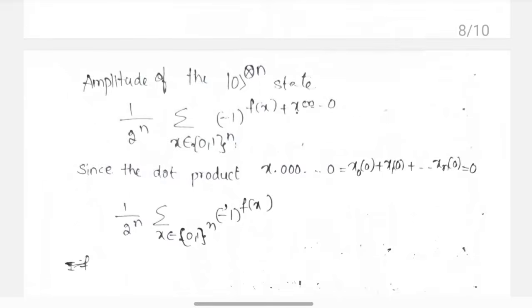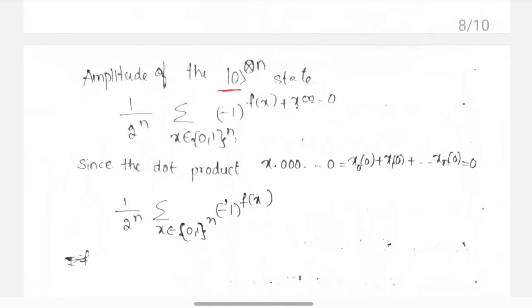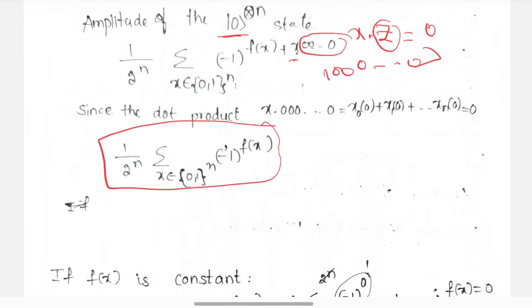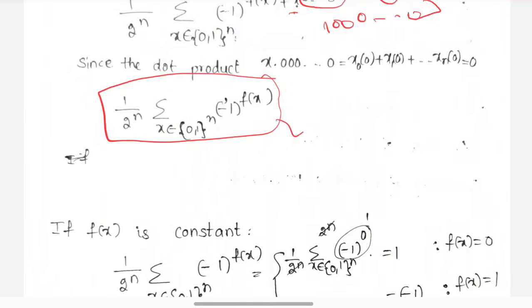Now what I am doing is taking the amplitude of ket 0 power n, for n qubits. If I consider the amplitude of all ket zeros, x dot z is always 0, because if one is 0, the other amplitudes are 0, and the result will be 0. If you do that, I end up getting this equation: 1 by 2 power n, summation of x belongs to 0, 1 power n, minus 1 power f of x. So now I think this is the final equation.